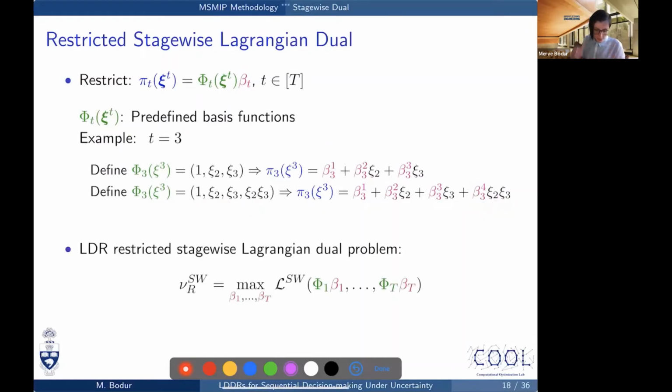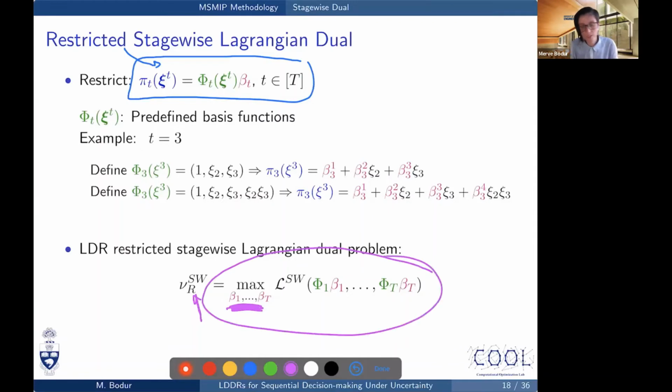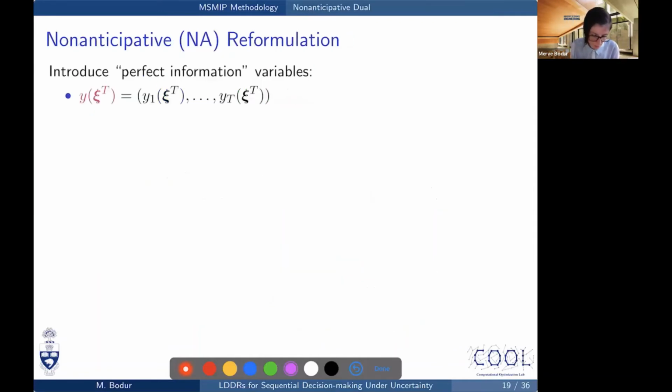All right, so if I do this LDR restriction, so I restrict my Lagrangian dual multipliers as a linear affine function of the basis functions of the history, then I now have to optimize over these deterministic coefficient LDR variables, betas. And if we do that, then we obtain this restricted version. I will not be able to find a lower bound as high as before. I'm restricting my dual problem, but nevertheless, this problem I can solve fairly easily compared to the original one. At least I can get a valid lower bound.